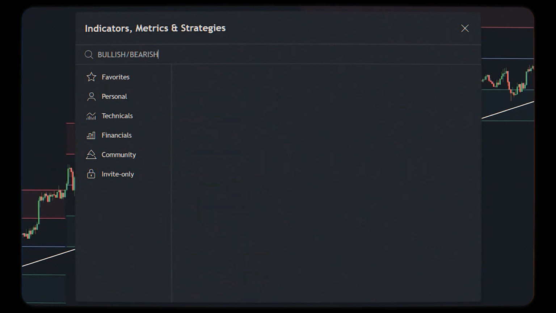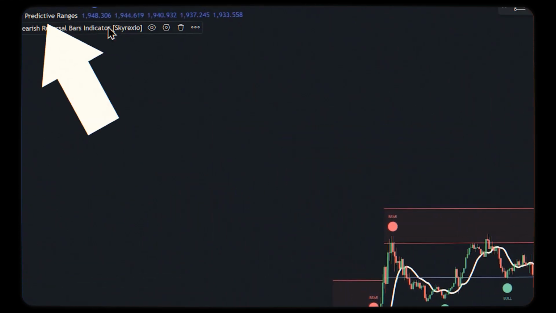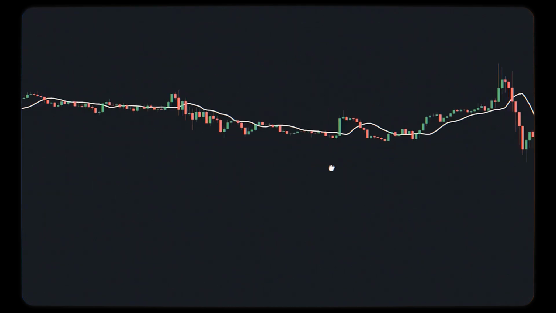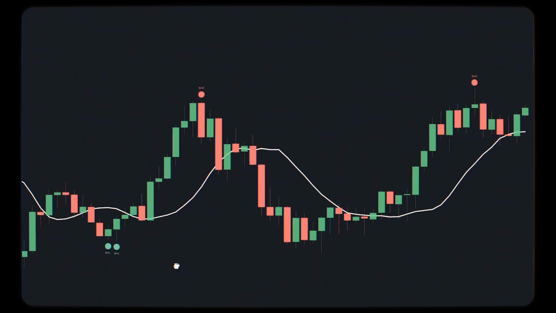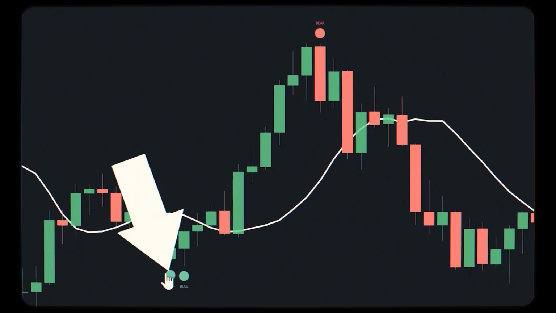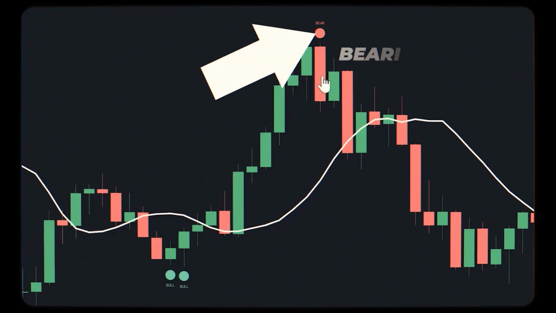Known as Bullish Bearish Reversal Bars, this one by Skyrexia. This indicator leverages the combination of candlestick reversal patterns and the Williams Alligator indicator to help traders understand where there is a high probability of market reversals or corrections. It visualizes the bearish and bullish reversal bars with red and green dots, as can be seen here. This green dot indicates a bullish reversal, and this is a bearish reversal signal.